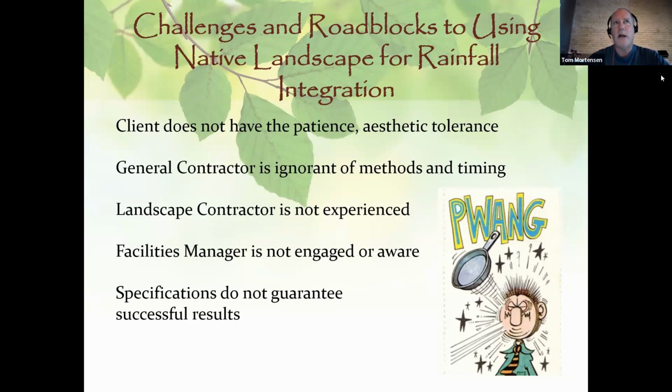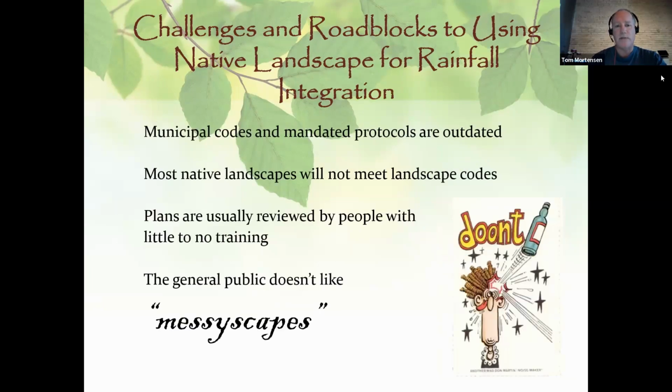It's really hard to find general contractors who understand what it takes to implement these strategies for stormwater and for green infrastructure integrated with native landscape. They just don't have a lot of knowledge about it, and there aren't a lot of landscape contractors, at least in this area, that have a lot of knowledge about it as well. So if you don't have the right team put together, no amount of written specifications is going to guarantee success. It really takes a lot more than lines and words on a piece of paper to make this stuff effective. Some of the other challenges too are the municipal codes and mandated protocols.